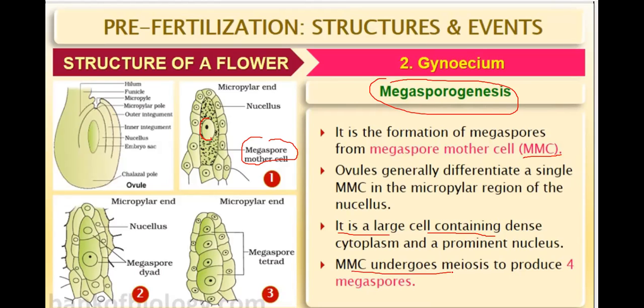The megaspore mother cell undergoes meiosis to produce 4 megaspores. So this megaspore mother cell will undergo meiosis. First meiosis, second meiosis. After completion of the second meiosis, 4 megaspores, a tetrad, will be produced. Meiosis first produces 2 megaspores, that is called a dyad. Then again it will divide, completing meiosis second, and it will be converted into a megaspore tetrad.